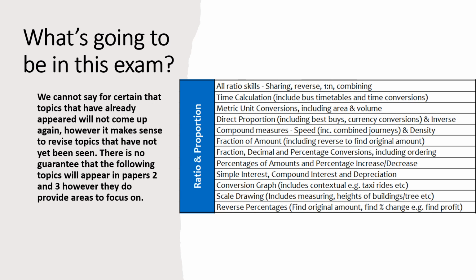Ratio and proportion. There was a lot of ratio in paper 1. Doesn't mean it can't come up again. But for paper 2 and 3, I would really, really stress the importance of revising percentages. There wasn't a lot of percentages in paper 1, and percentages normally make up a big, big part across the 3 exams. So percentages would definitely be something to go away and look at. There wasn't a conversion graph in paper 1. Again, we know these are quite common. So it could be something, again, that's going to come up in paper 2 or paper 3.